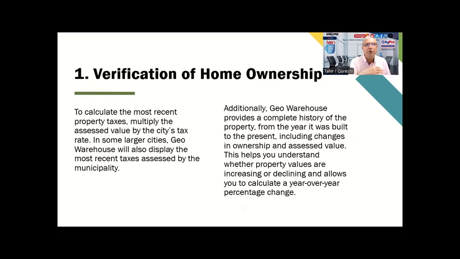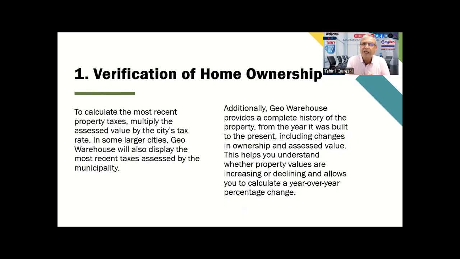In some larger cities, GeoWarehouse will also display the most recent taxes assessed by the municipality. Normally, the city will add your latest tax information online. If you are a homeowner, you can subscribe to their service, and they can send you your tax statement via email, or you can download it. Additionally, GeoWarehouse provides a complete history of the property from the year it was built to the present. That means how many times it has been sold. You will have that information, including sales done privately or through the MLS system.